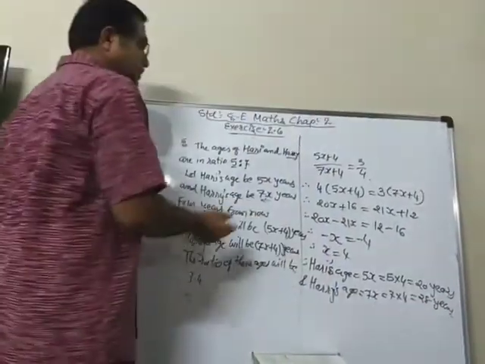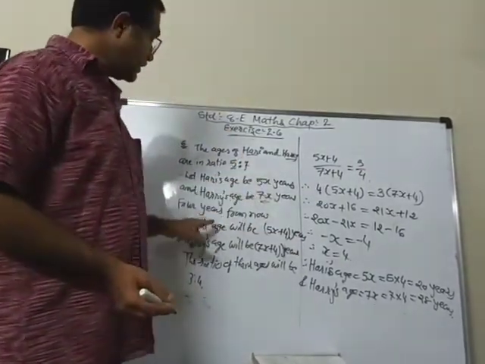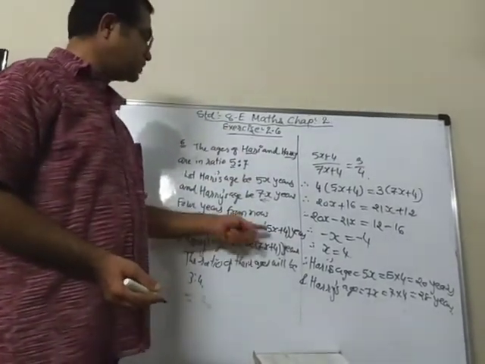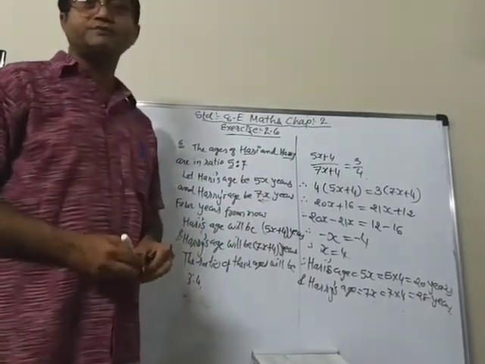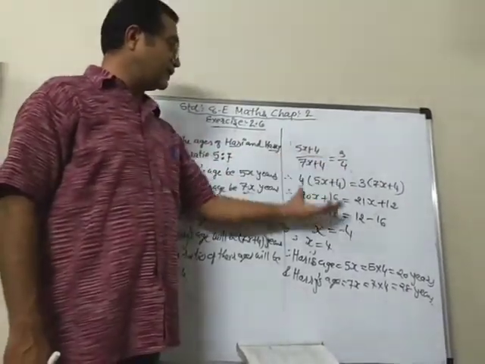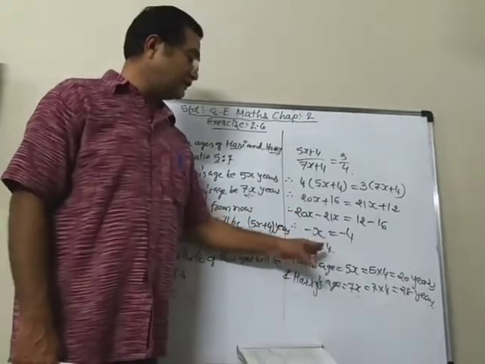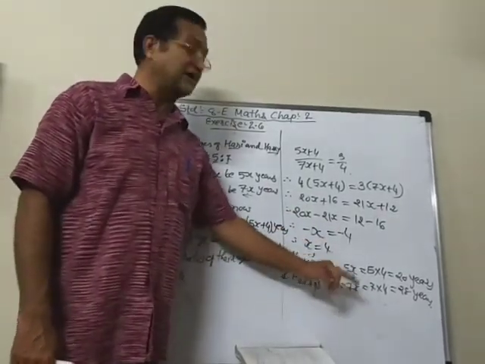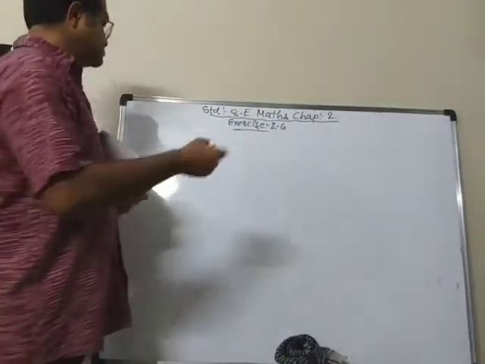So now by this way we have to take 5x and 7x, then their ratio after 4 years. So after 4 years means in both of them we have to add 4 and then the ratio is 3/4, and then simply we do the cross multiplication and we get the value of x and then 5x and 7x. Now the last 7th sum.